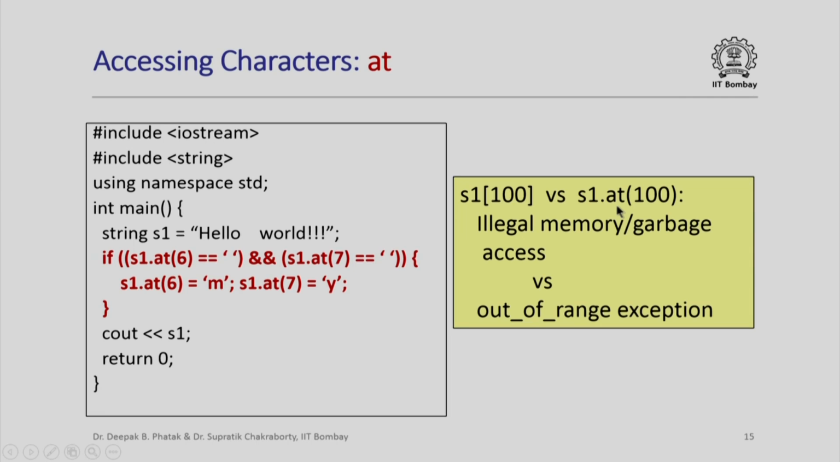On the other hand, if you use the at operator and you try to access the 100th position in S1 treated as a character array, then because the size of S1 is less than 100, when you try to access the character at the 100th position using at, at runtime you will get what is called an out of range exception. So you will know immediately that you are trying to access an array beyond the legal range that is allowed for that array. In this case, of course, it is a string, but you are trying to access the string at a position which is beyond the length of the string. So you see that there is a subtle difference between these two. Using square brackets, you cannot make out whether you are accessing garbage or some actual legal character within the string, whereas using at, you will immediately get to know whether you have gone out of range of the size of that string.